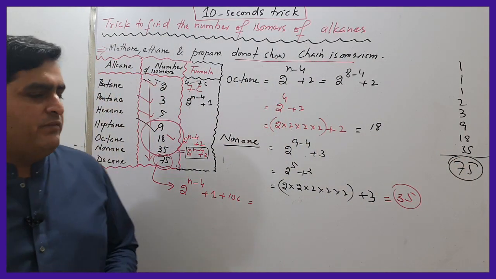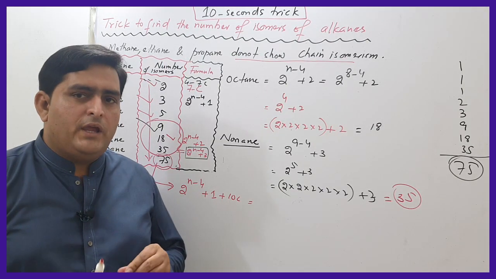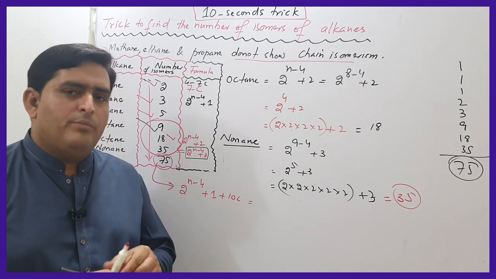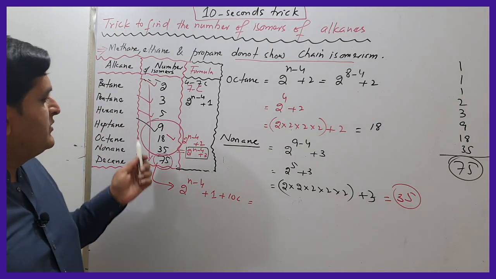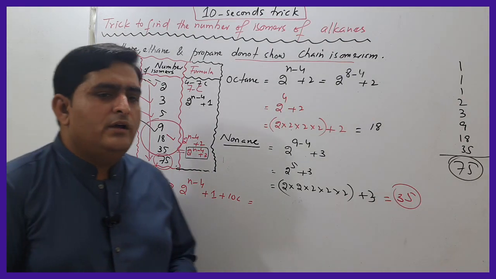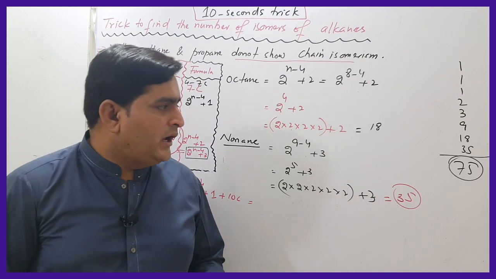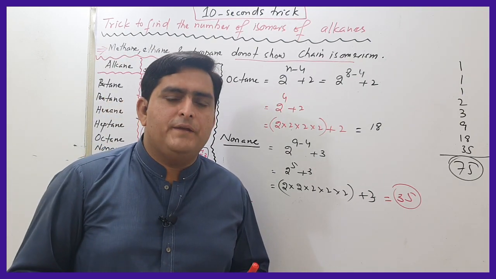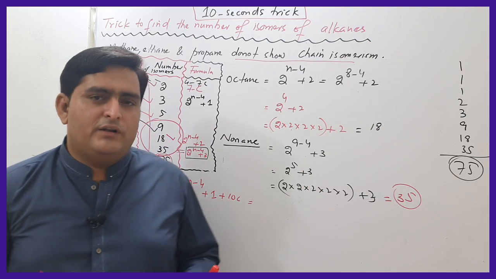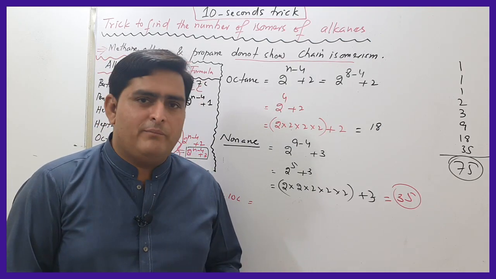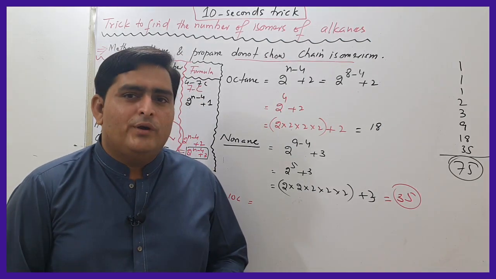So in this way, within 10 seconds, we can confirm our answer by using this trick, by using these formulas. We can find the exact number of isomers of alkanes, and we can remove our doubt or confusion in the entrance exam and enhance our score.